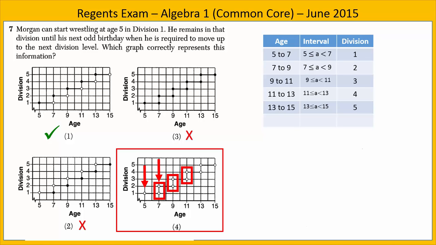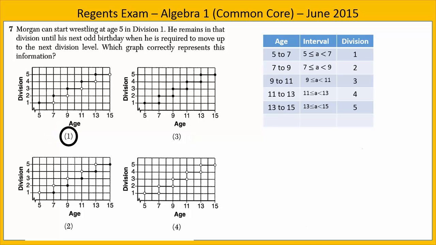We see that happens again at 9, 11, and 13. Graph 4 doesn't make any sense. And so choice 1 is our answer.